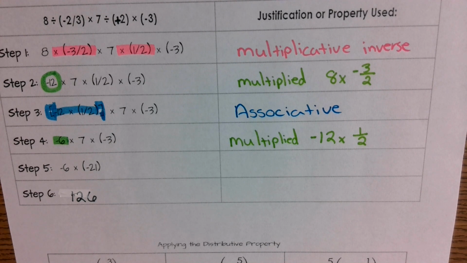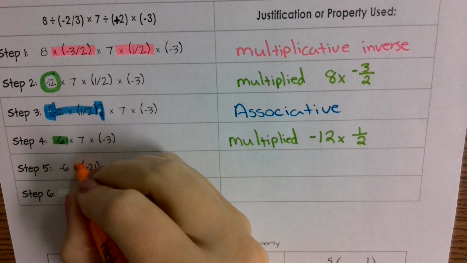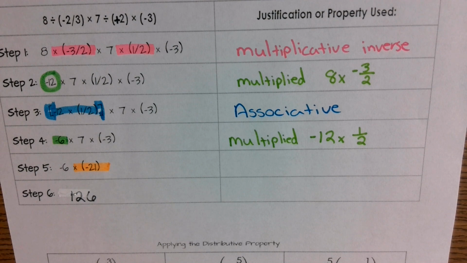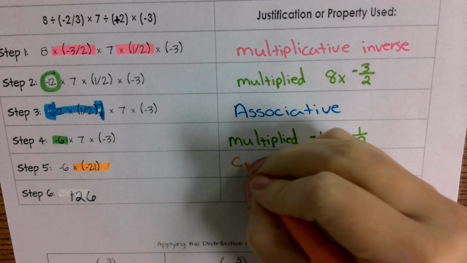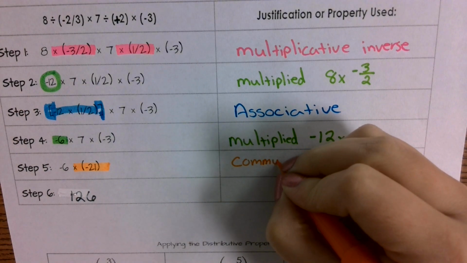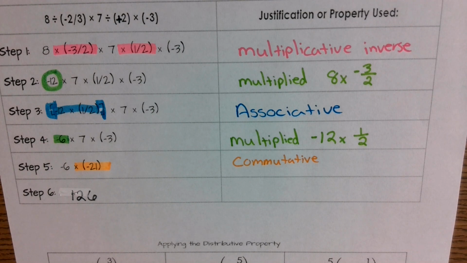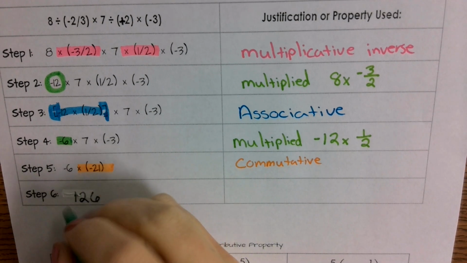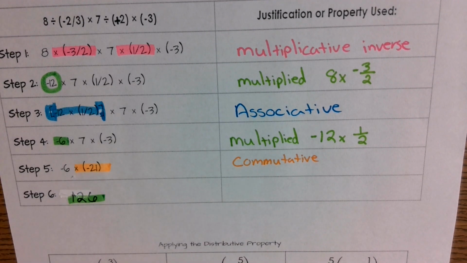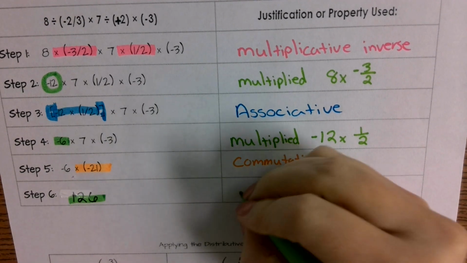What property allows us, Merrick? Commutative property. The fact that we did 7 times -3, we utilized the commutative property. It let us multiply in a different order. Okay, and then our last step, again, very simple. We now have a positive 126 because all we did was multiply.